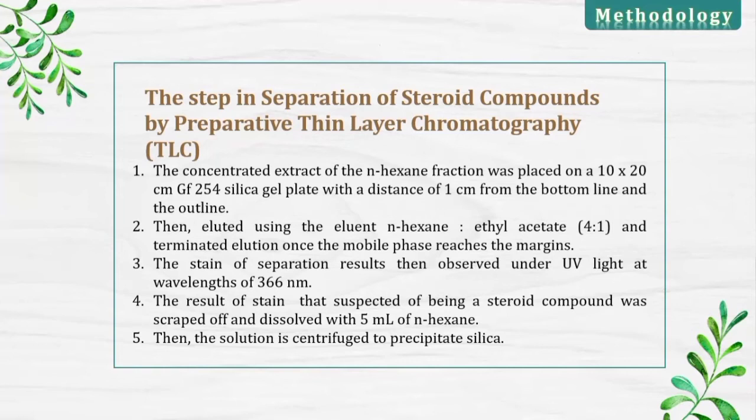The stain of the separation result was then observed using UV light at a wavelength of 366 nanometers. The stain suspected of being a steroid compound was scraped off and dissolved with 5 milliliters of n-hexane. And then the solution is centrifuged to precipitate the silica.